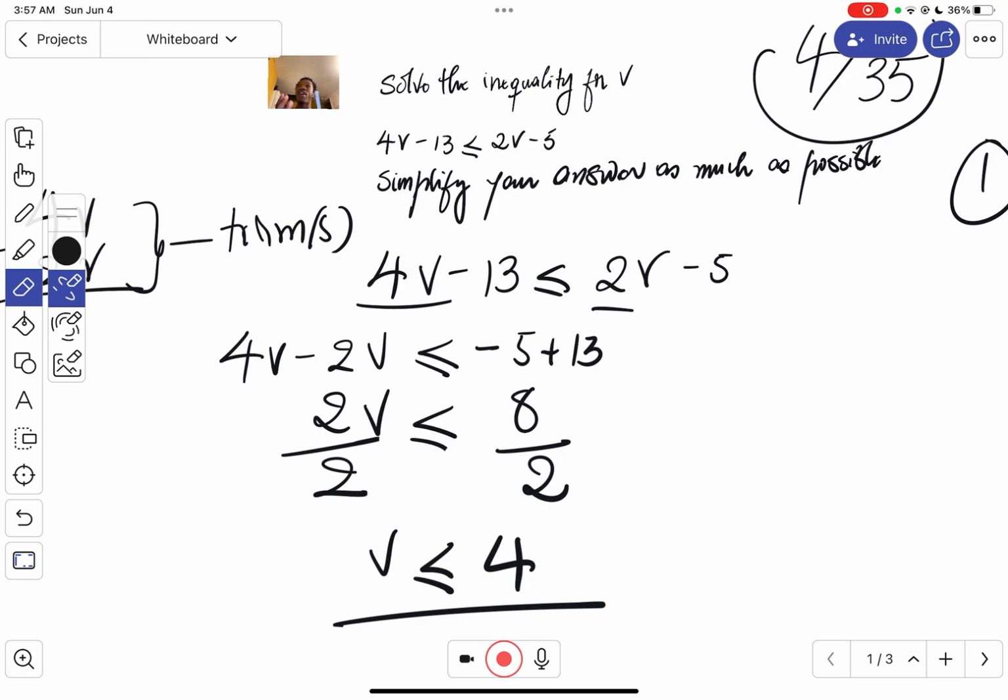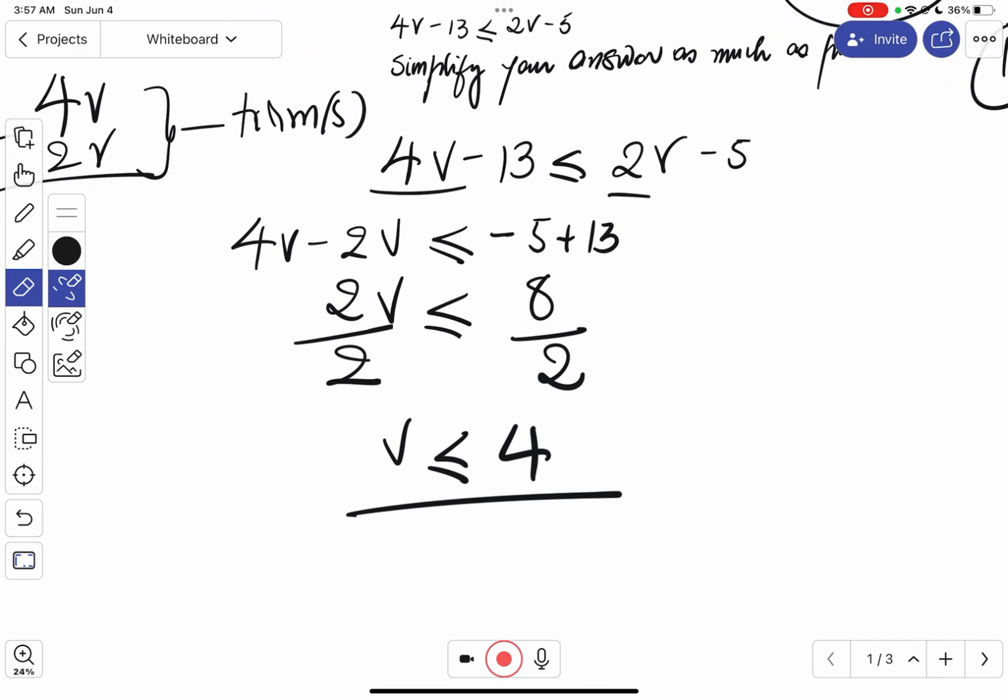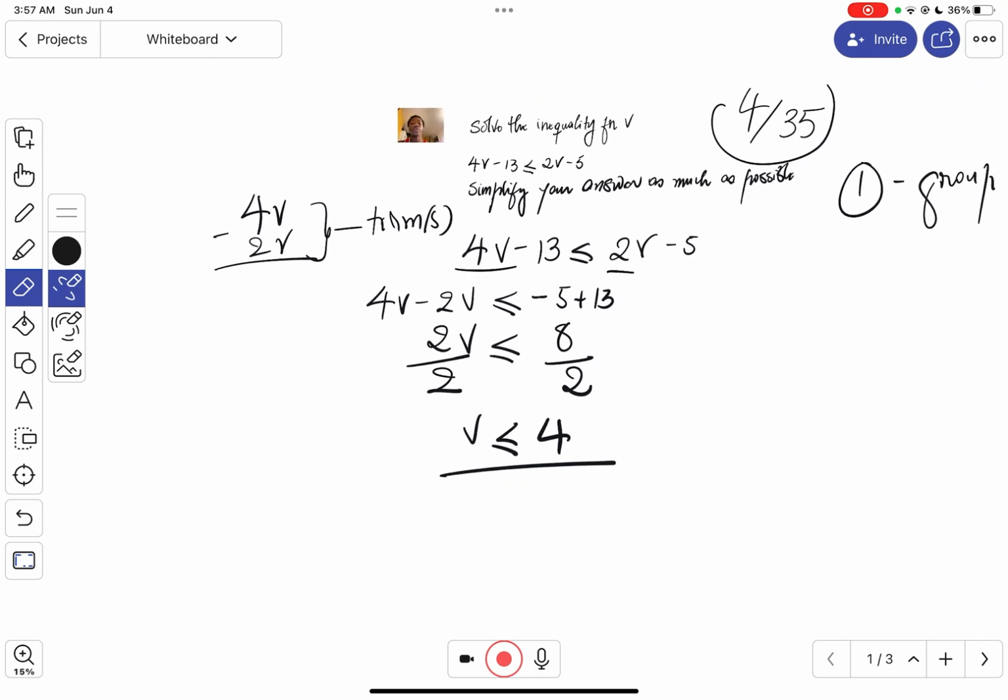If you divide one section of the inequality by a number, you also have to do it for the other section. That's the rule. So we also did it for the other section, which is the 8. We divided 8 by 2. That's how we ended up with v less than or equal to 4. And that's the final solution.